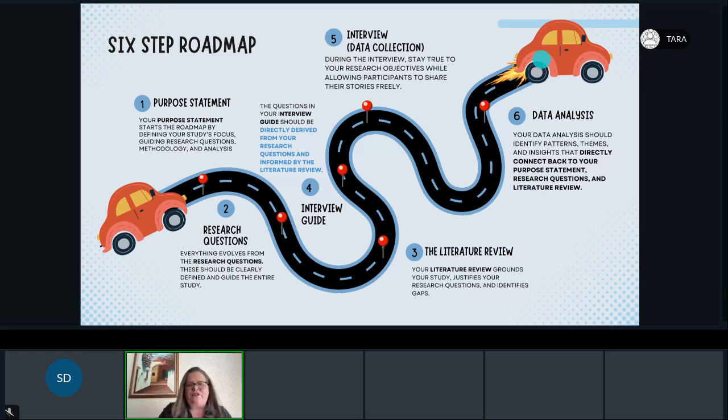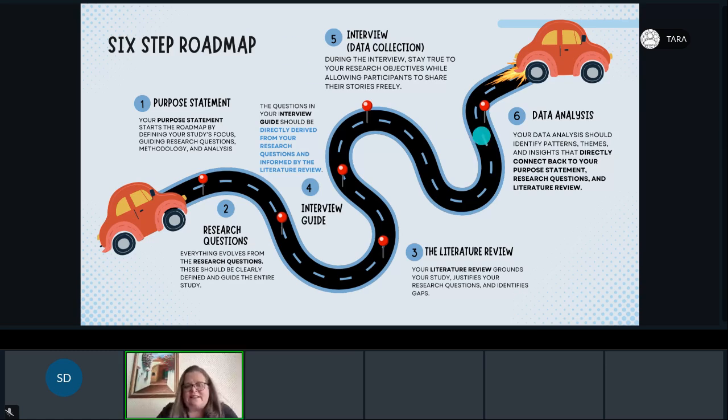Next is the interview itself. During the interview, your data collection process should stay true to your research objectives while allowing participants the flexibility to share their stories in their own words. And we're going to talk about having some flexibility in this in a minute.